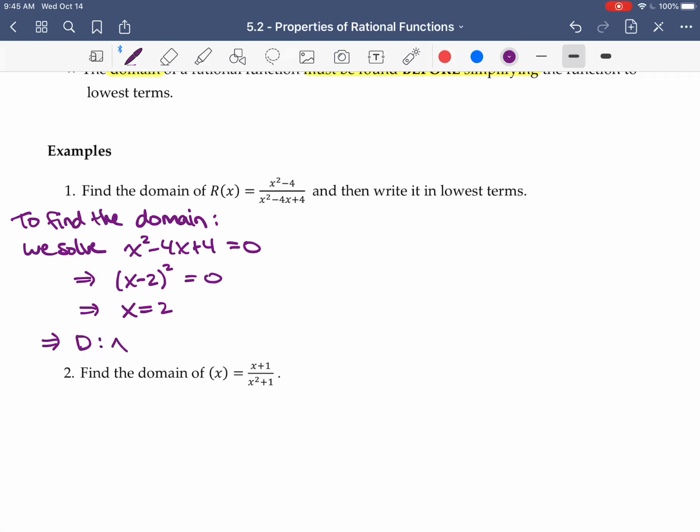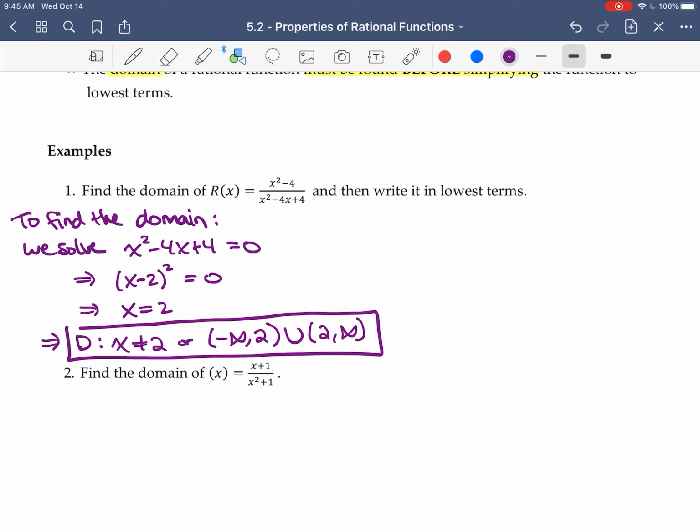So the domain is x not equal to 2, or in interval notation, negative infinity to 2, not including 2, and then 2 to infinity, again not including 2. So that would be our domain.